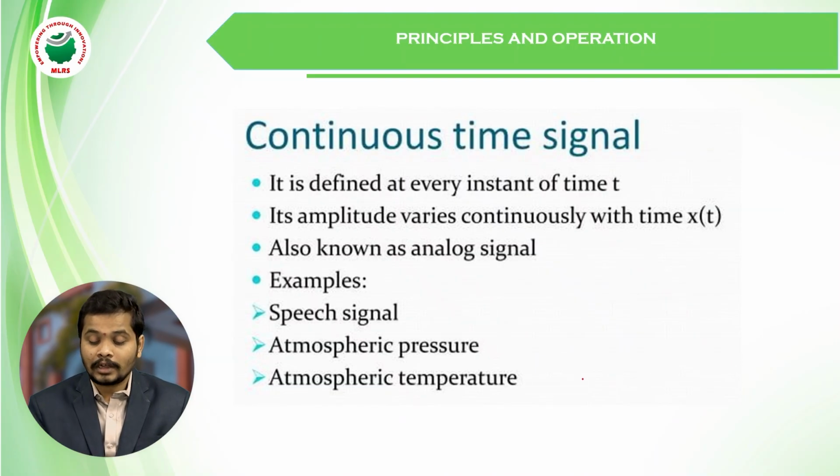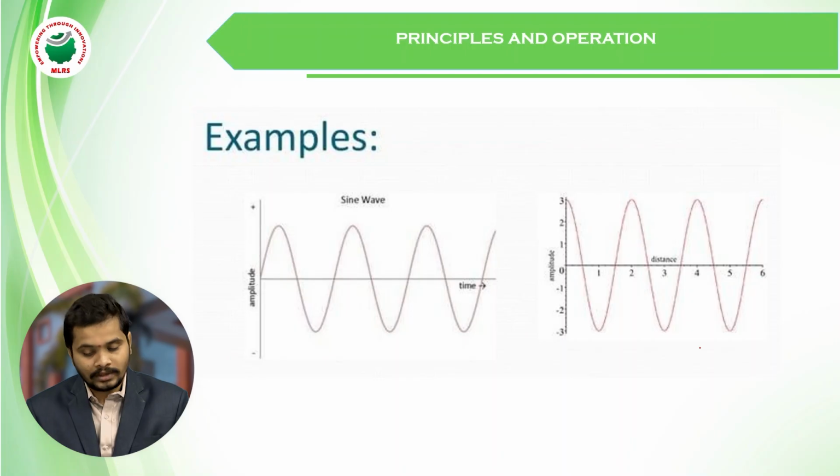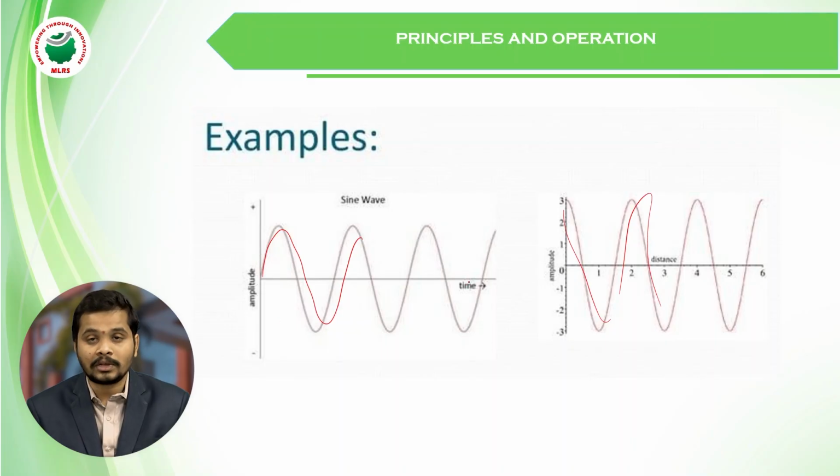Coming to the continuous time signal, it is defined at every instant of time, and the amplitude varies continuously with time. It is also known as the analog signal. Examples are speech, atmospheric pressure, and atmospheric temperature. This is a sinusoidal wave, and this is a cosine wave, and you have distance, time, and sine wave.